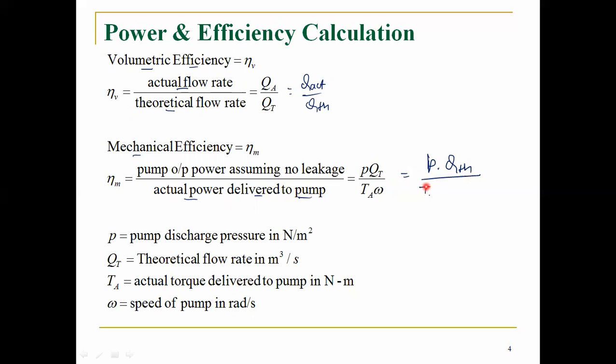It is T actual into omega. T actual into omega, I can write omega as 2 pi n by 60. So P is the pump discharge pressure, that is small p, in terms of Newton per meter square. QTH, you can also write as theoretical flow rate, in meter cube per second. Then T actual is the actual torque delivered to the pump, in Newton meter. Omega is the speed of the pump in radian per second. So here you can see PQTH divided by 2 pi n by 60.